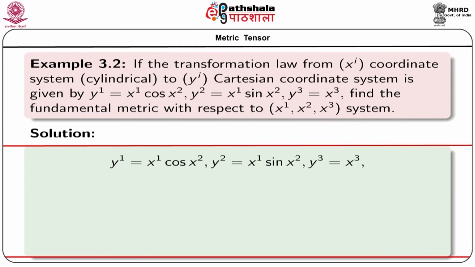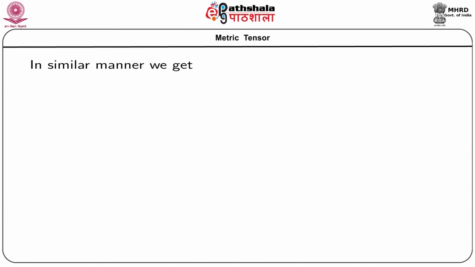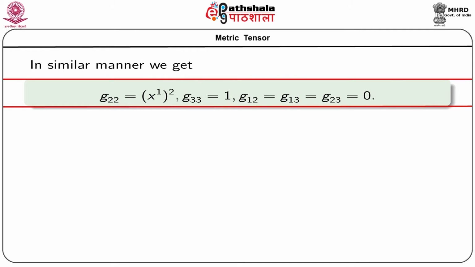So, by the transformation law, we have the relation y1 equals x1 cos x2, y2 equals x1 sin x2, and y3 equals x3. If we calculate G11, it will be ∂ya/∂x1 ∂ya/∂x1, where a runs from 1 to 3, and we get G11 equals 1. In a similar manner, we get G22 equals x1 square, G33 equals 1, and G12, G13 and G23 are all 0.